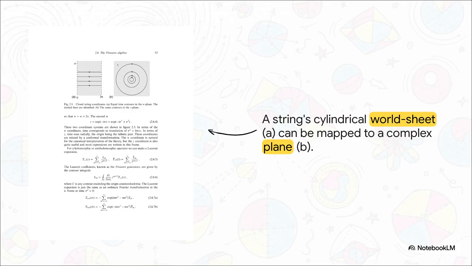So to really unlock this deep structure, physicists use a really clever mathematical trick. They take the world sheet of a closed string, which as it moves through time looks like a cylinder, and they mathematically map it onto a flat plane. It's a change of coordinates, a change of perspective that makes the hidden symmetries way easier to see and work with.